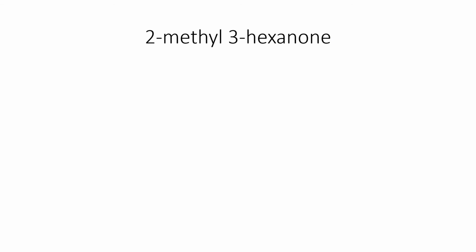Next example we want to look at is one going the opposite direction, taking the name and writing the structure from that. So what do we have? We see that -one ending. That tells us we're dealing with a ketone. The hex tells us how many carbons in that longest continuous carbon chain. That would be 6. Let's get our 6 carbons in: 1, 2, 3, 4, 5, 6. What do we have? We have a ketone on the 3rd carbon.